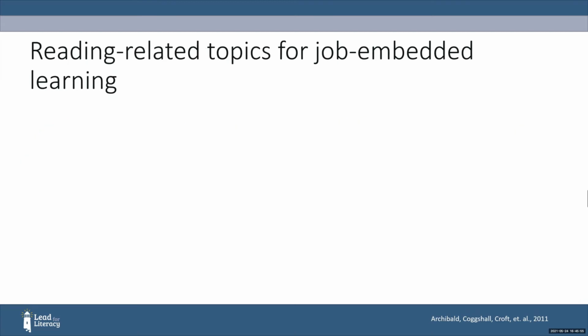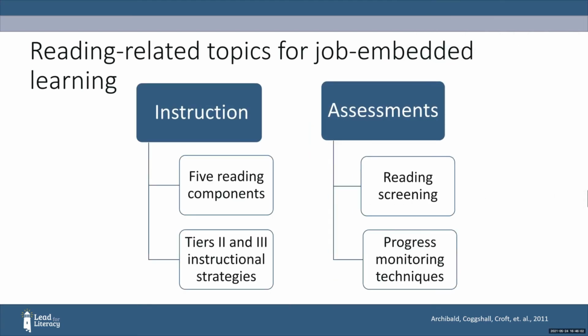Finally, job-embedded learning is specifically focused on reading topics for instruction and assessments. For example, instructional topics in reading may include understanding the 5 components of reading or instructional strategies used for teaching reading to students in Tier 2 and Tier 3 reading groups. Additional examples may include assessment topics like identifying appropriate reading screeners or techniques for monitoring student academic progress in reading.